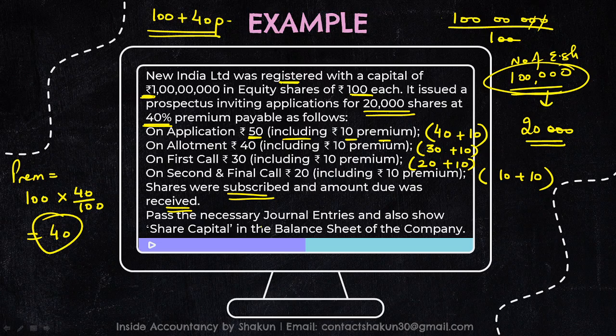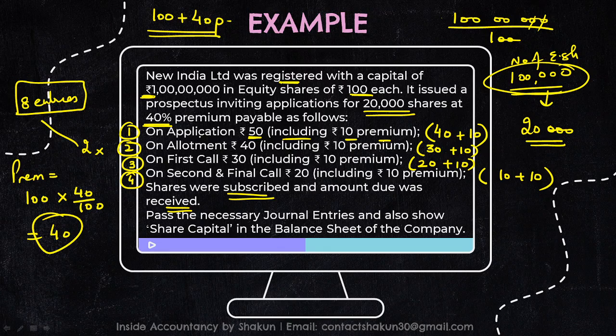Now, how many stages are there? First of all, identify the stages. So, application, allotment, first call, and second call. 4 stages into 2 entries. So how many entries we have to make? 4 twos are 8. So there will be a total of 8 entries, 8 journal entries that we are required to pass.